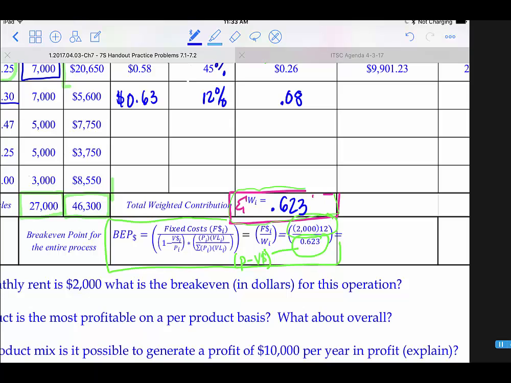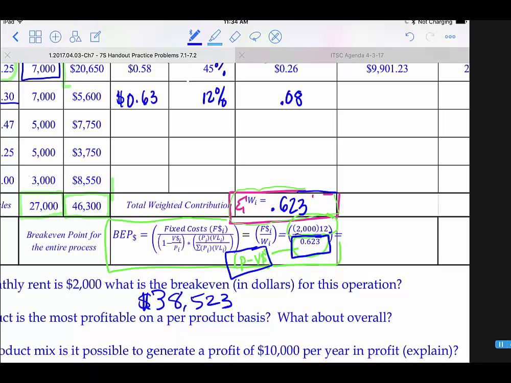So we take the fixed costs, and in this case we're paying rent, which is $2,000 a month. We multiply times 12 to get our numerator, and then we divide that by the weighted factor. So all of the previous computations that have culminated in this 0.623, we use that number to give us something a little bit like this right here, the price minus variable costs. So we divide this out, and what that tells us is the amount of dollars that we need to earn in order to be breaking even. So we need to earn $38,523 in order to break even.